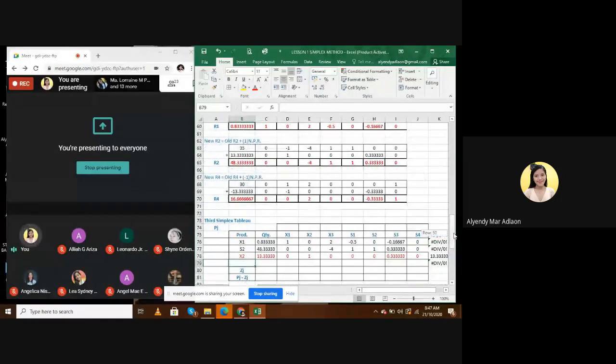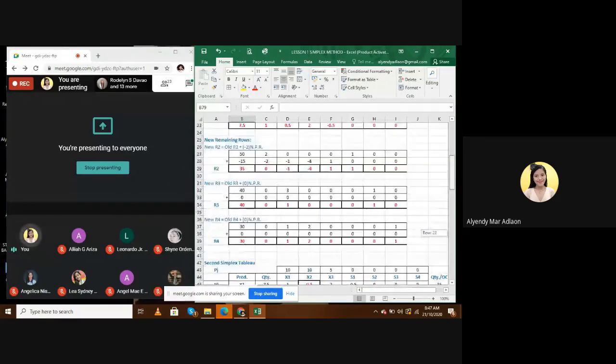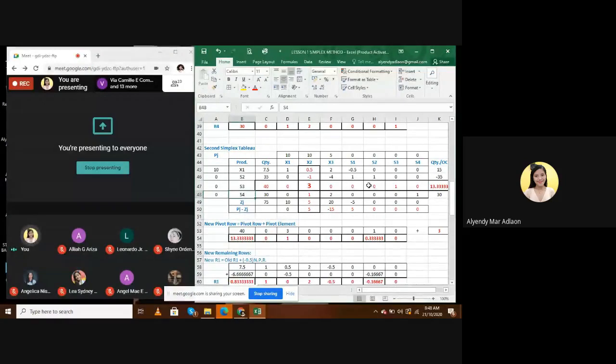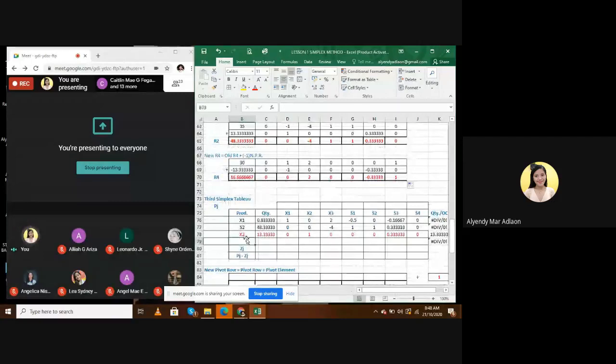Okay, for row 4, class, nothing was evicted, no? So, row 4 came out of the simplex tableau, S3, S4. It's still only S4 in row 4. So, we put S4 here. Okay, so, just copy and then drag.